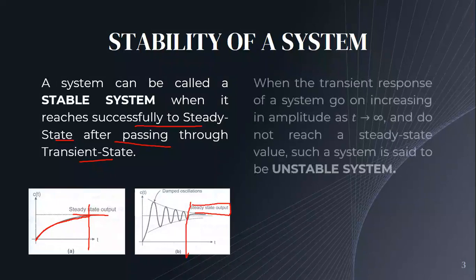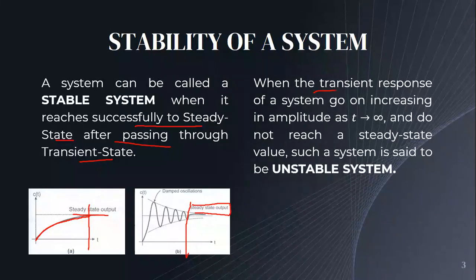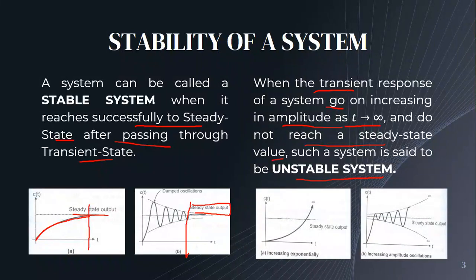Right. Now if I talk about an unstable system, it is one where the transient response goes on increasing in amplitude even as time t tends to infinity, and we do not get any steady state value. Such a system is known as an unstable system. Let us look at it here. The transient response reaches infinity as time t tends to infinity. Here also you can see the damped oscillations are continuously increasing, and I am not going to get any steady state output in this case. Such systems are known as unstable systems.